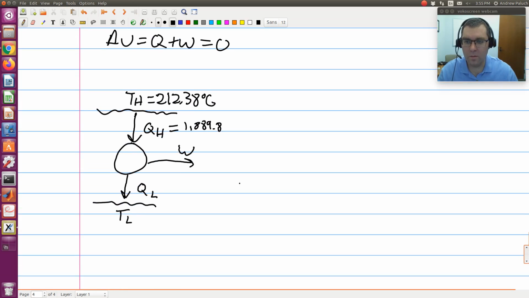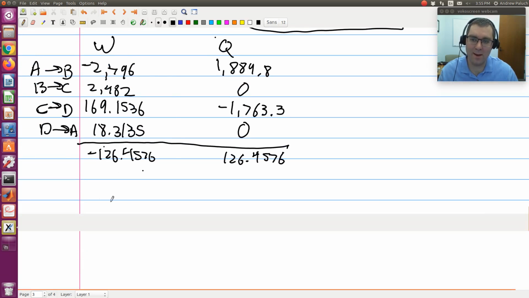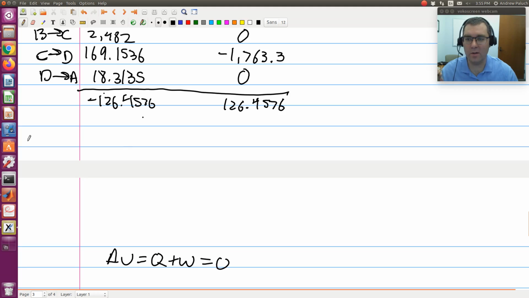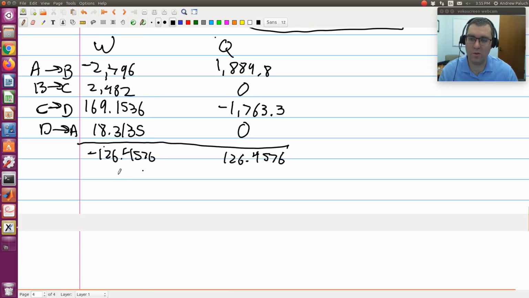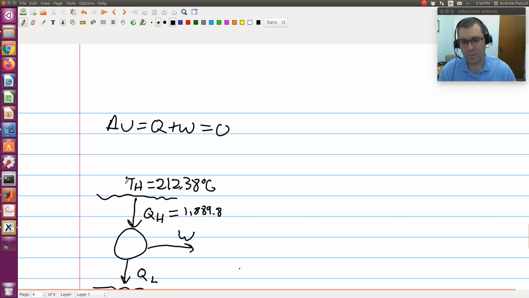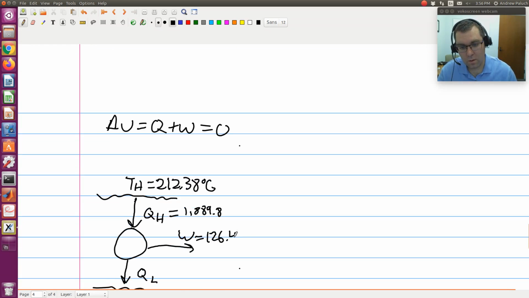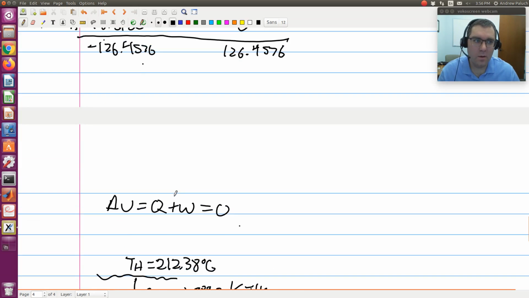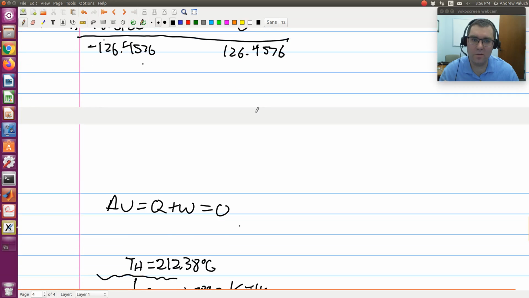Yep. Okay, cool. The work that's being extracted from my system, so my system is doing work on the surroundings. That's my net work here. It's negative because my system is doing work on the surroundings. Since I have this directional arrow which is showing it coming out, I'll write it as positive just so it makes sense. But that's 126.4576. So my work, which I can label as work out, is 126.4576. So the net work delivered is 126.4576. Both these are kilojoules per kilogram. Heat's being removed from my system and delivered to that cold body. I already have the directional arrow out, so that's 1763.3.